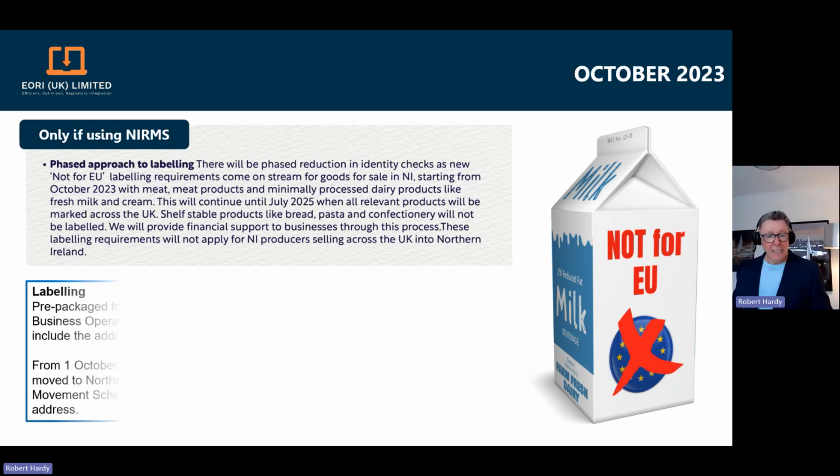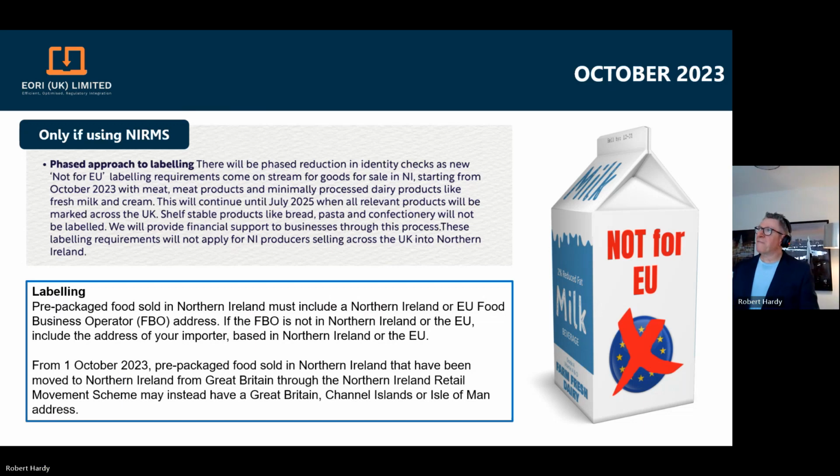Okay. Just to finish off on labeling, because we did a seminar a while ago, and 40% of the discussion was on labeling. I mean, there's a lot of food producers in there. So let's just cover the other part of labeling, which is nothing to do with the not for EU piece. Pre-packed food sold in Northern Ireland must include a Northern Ireland or EU food business operator's address. Okay. If the FBO is not in Northern Ireland or the EU, include the address of the importer based in Northern Ireland or the EU.